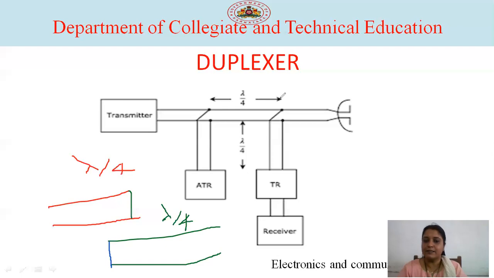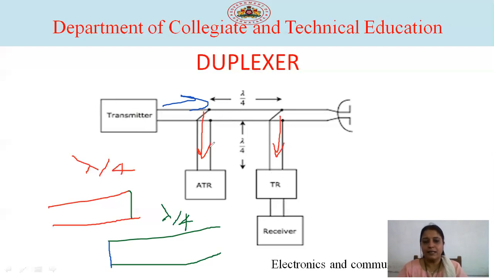Here also the length is lambda by 4, and here also the length is lambda by 4. Now consider what will happen during the transmission process. During the transmission process, the high energy is flowing here, correct? The high energy will be flowing here like this. Now it enters here also, and it enters here also, this high energy.